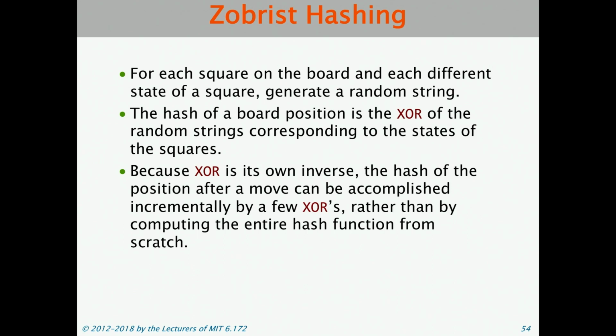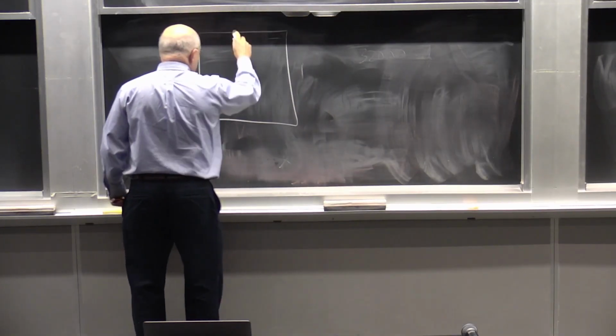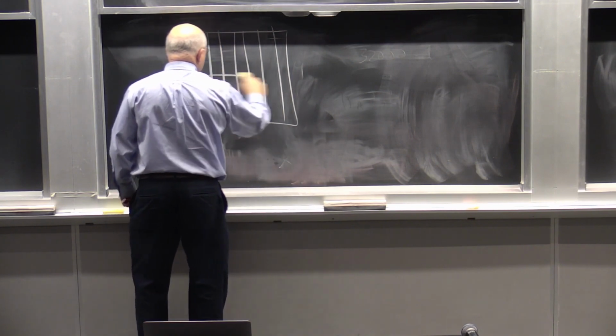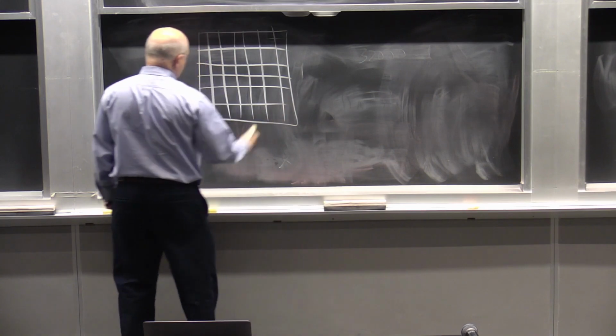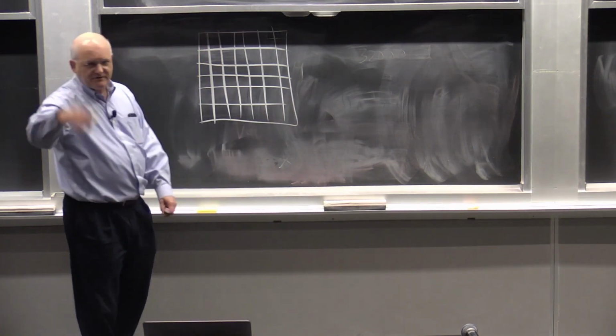Let me explain Zobrist hashing again a little bit, okay? Zobrist hashing, very clever idea. So we have our board, right, with a bunch of pieces on it. That's probably the wrong number of squares, right? That's 7 by 6. Okay, who cares?